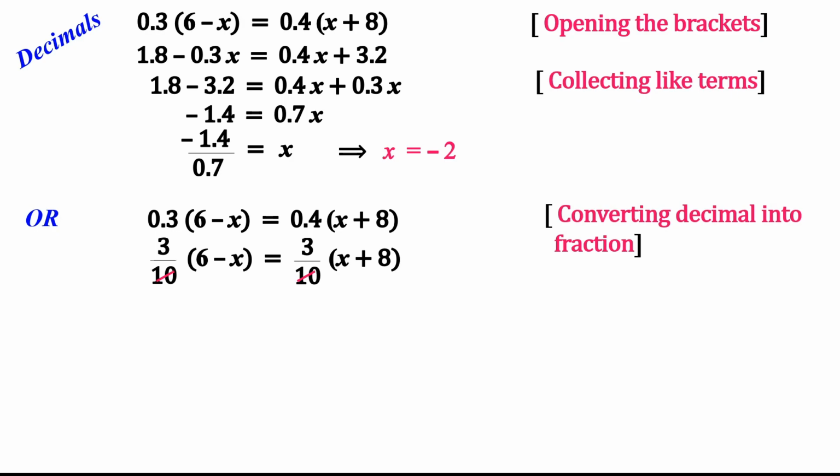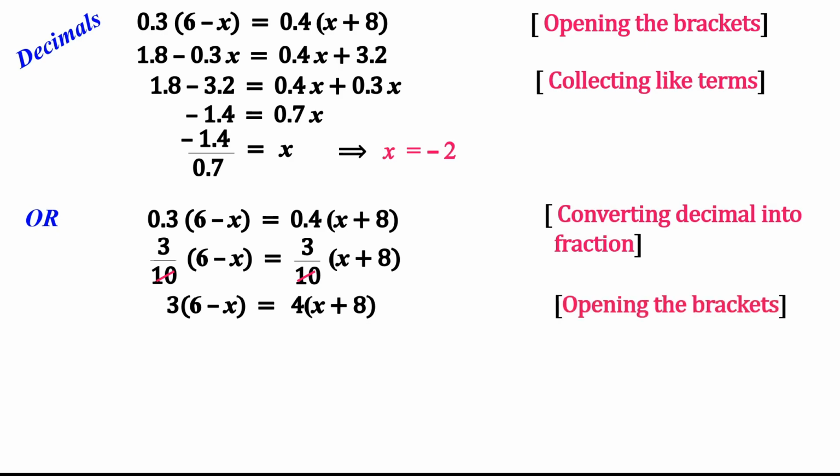In the next step, what we are seeing is that 10 gets cancelled with 10. This is also one of the methods. If you have the same numbers on the left hand side and right hand side, 10 gets cancelled with 10, and I am left with 3 into 6 minus x is equal to 4 into x plus 8. Now this is as we have already discussed. 3 will be multiplied with each and every term of the bracket in the left hand side, 4 will be multiplied with every term of the bracket, and that means we are opening the bracket. So it becomes 18 minus 3x is equal to 4x plus 32.